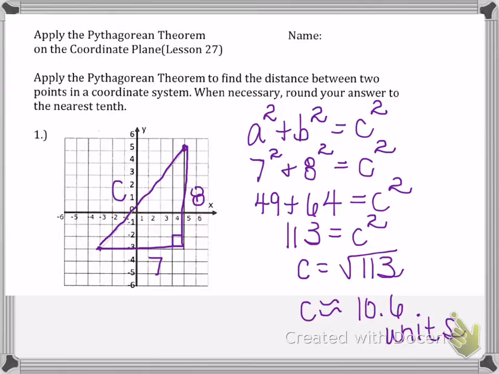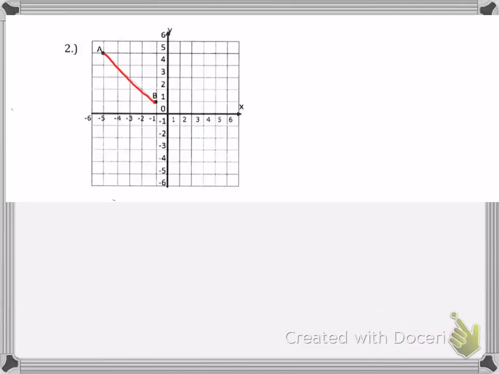units. You'll notice I'm still putting the units on my answer even though I don't have a set unit like feet or centimeters. And you'll notice I'm also using the approximately equal to sign because I'm rounding to the nearest tenth. On question 2, it's a very similar question, except we don't have the right triangle drawn for us.